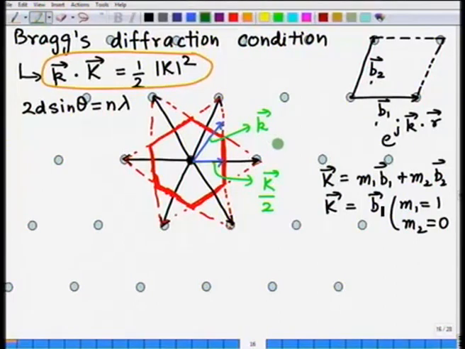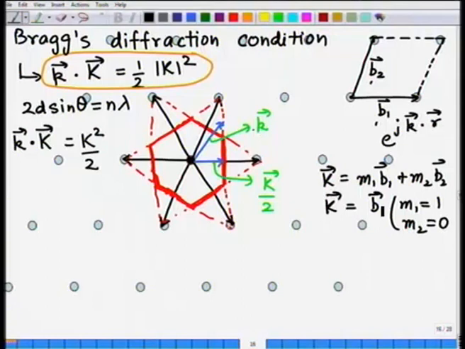If I take the dot product between these, small k dot capital K, what will that be equal to? You can clearly see it will be equal to K squared by 2. That is what this will be equal to.